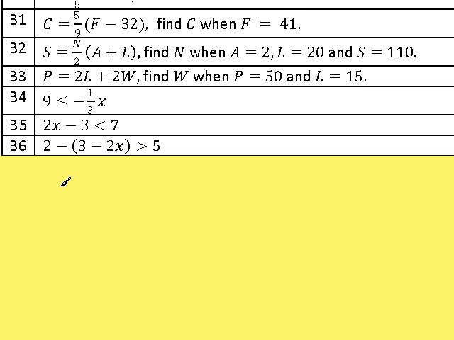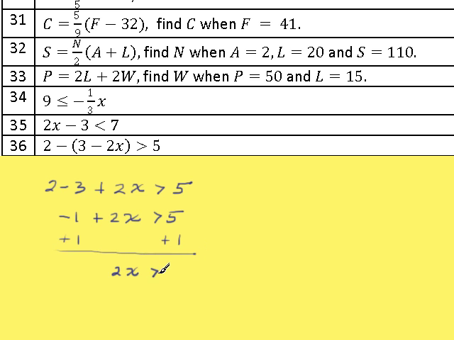Here we have to just simplify a little bit, so let's do that. In number 36, we're going to open parentheses, so we're going to distribute this minus, so it'll be 2 minus 3, and then minus minus is plus 2x, greater than 5. So we have minus 1 plus 2x is greater than 5. Add 1 to both sides. And we have 2x is greater than 6. And just divide by 2. And we have x greater than 3.